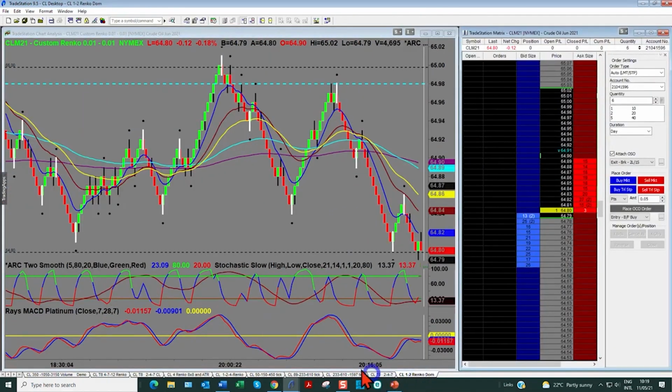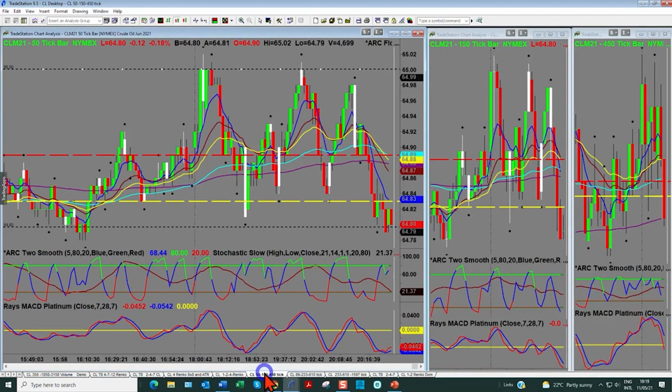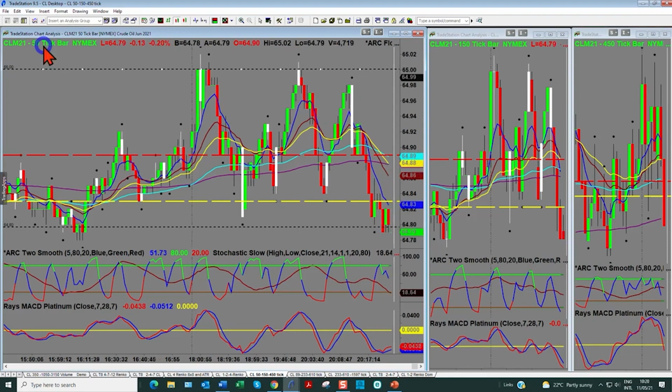So let's now have a look, and let's discuss tick charts here for a moment with oil. We can see the difference here in looking at a 50 tick. Now there's so many philosophies, and no one is right or wrong when it comes to what size tick charts to use. For an example, right now it's early evening in the US.